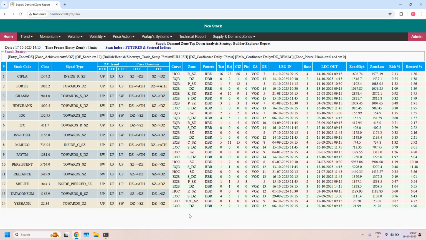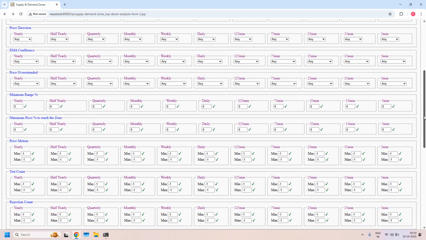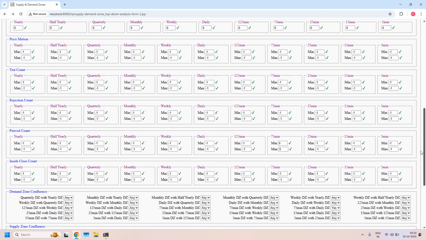Then what is the second strategy? LTF, ITF and even HTF, all the three demand zone confluence and then HTF EMA confluence. So let's apply second strategy, removing ITF EMA filter. In the demand zone confluence, three filters we have to set. That is 75 minutes and daily, 75 minutes and weekly, daily and weekly demand zone confluence.